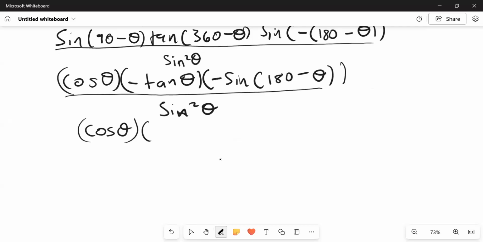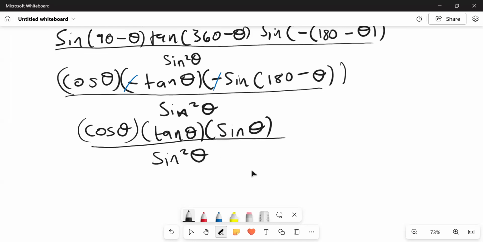Now we have your cos theta, ne? And this is negative tan. By the look of things, let's just cancel negative and negative there. Now you're left with your tan theta. But sine 180 minus, that's quadrant number 2. Quadrant number 2, sine is positive. So you have your sine theta there, all divided by sine squared.